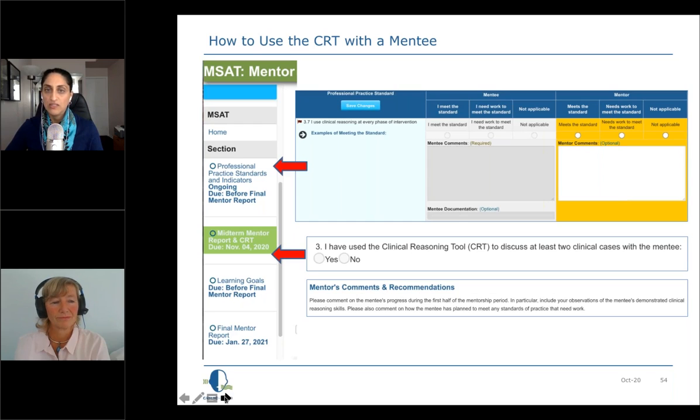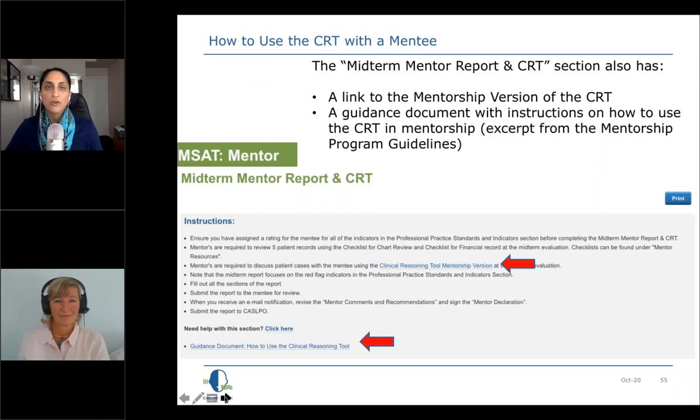In the midterm mentor report and CRT section, you're going to answer this question. I have used the clinical reasoning tool to discuss at least 2 clinical cases with the mentee. And then in the comments and recommendations from the mentor, we are asking you to, in particular, include your observations of the mentee's demonstrated clinical reasoning skills. Also, in the midterm mentor report and CRT section, we just wanted to point out that the clinical reasoning tool mentorship version is linked right there for you, along with a guidance document on how to use the clinical reasoning tool.